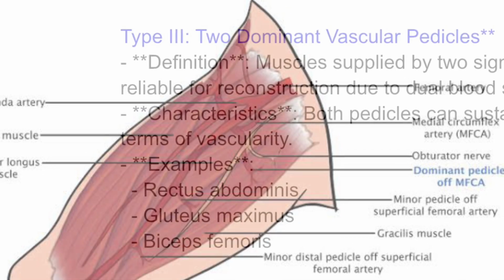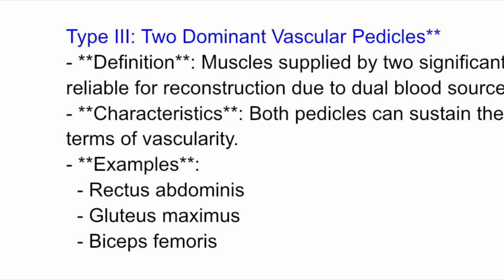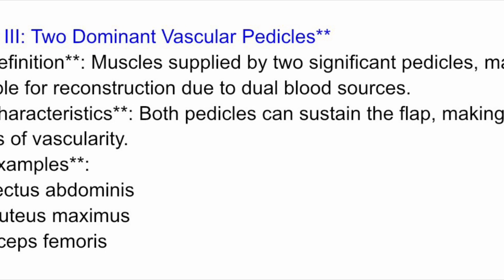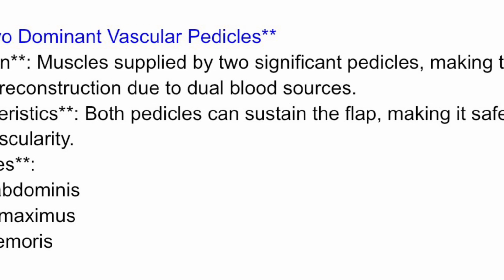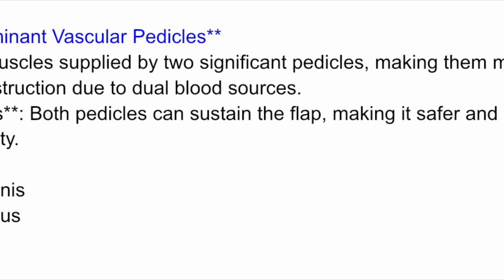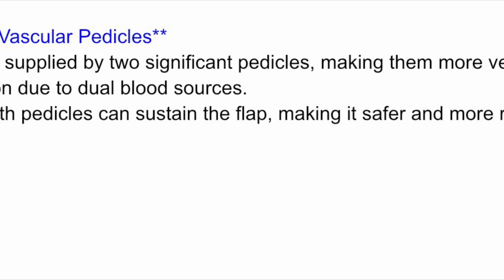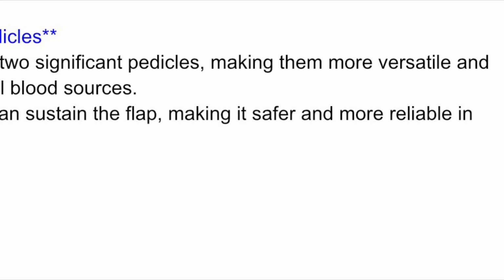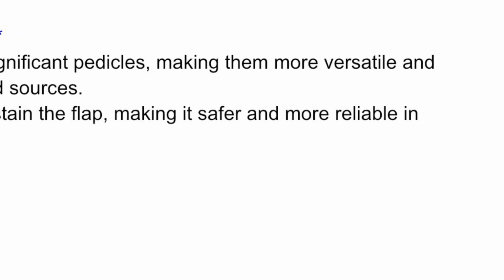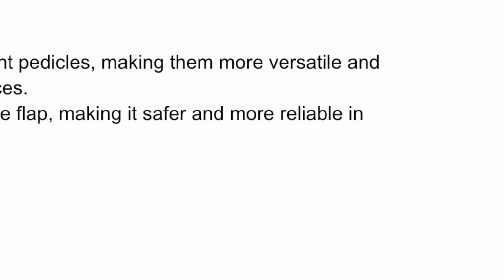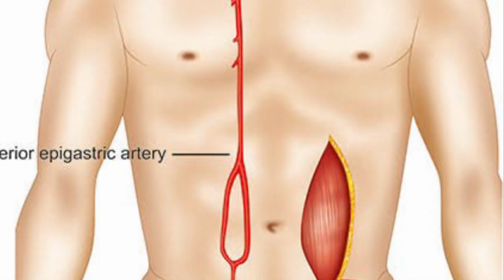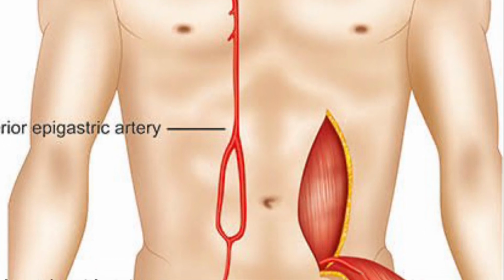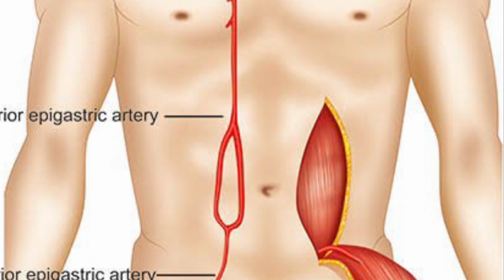Type 3. Two dominant vascular pedicles. In type 3 muscles, 2 equally significant vascular pedicles supply the muscle. This dual blood supply offers more reliability and versatility for reconstructive use, particularly in areas requiring extensive coverage. The rectus abdominis muscle, often used in abdominal wall and breast reconstructions, is a prime example. Because it has 2 primary pedicles, the surgeon has more options during surgery and a higher chance of success, especially in larger reconstructions.